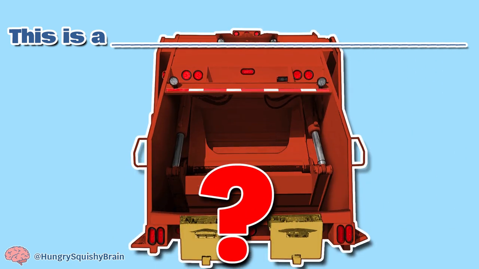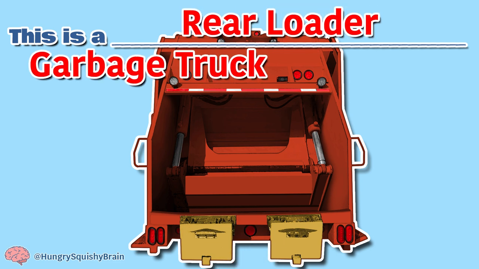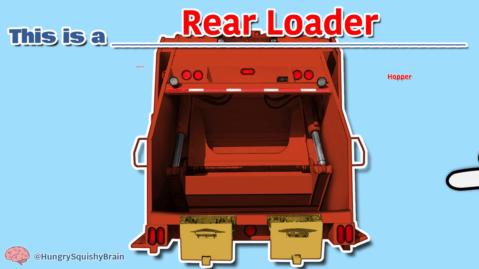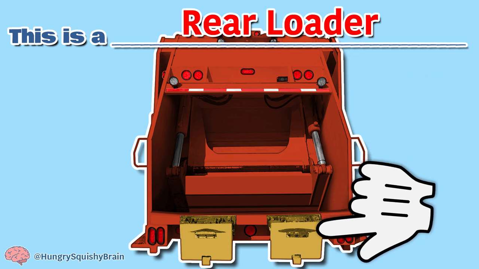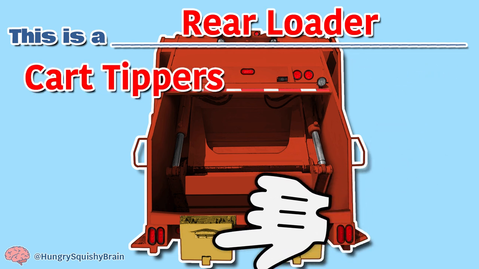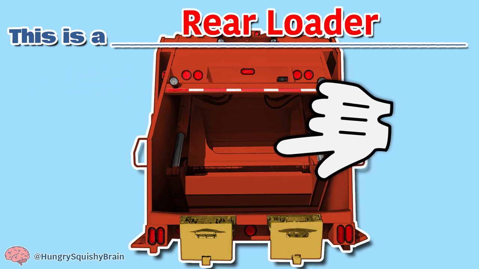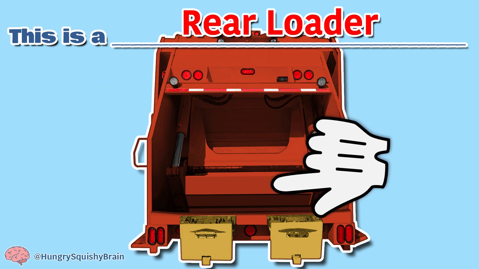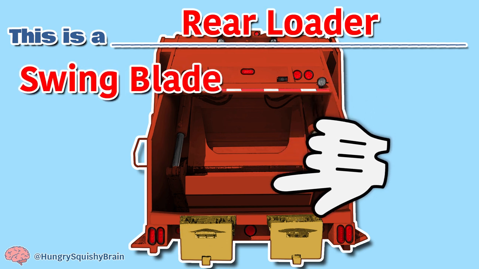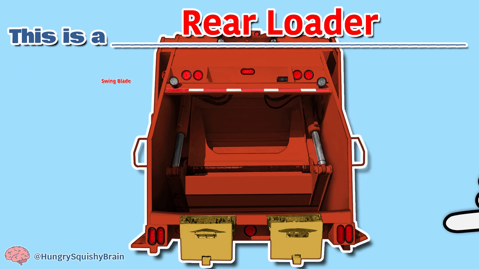What is this? This is a rear loader garbage truck. This is the hopper where all of the garbage goes into. And here are two trash cart tippers. This big metal plate is called the slide blade, since it slides up and down. And this big metal plate is called the swing blade, since it swings out and in, rotating from a fixed point.